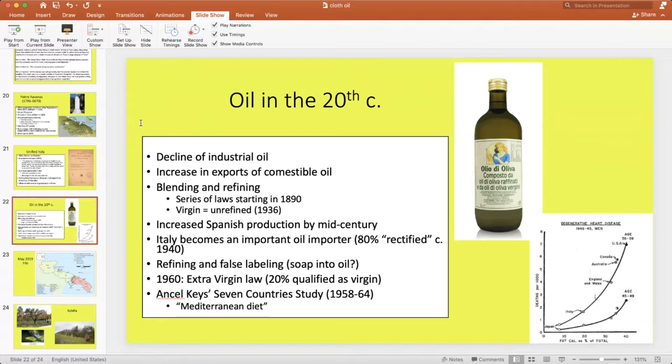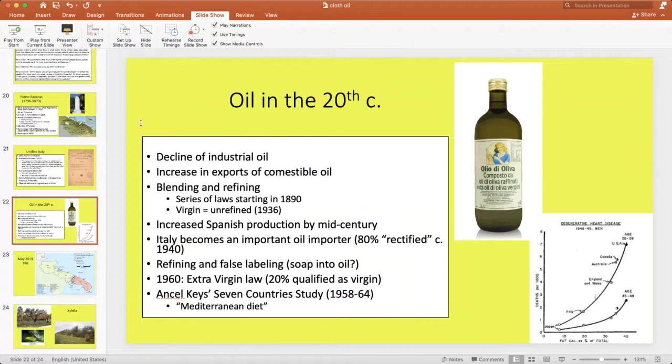The other aspect of the modern history of oil after the 1960s and the development of the extra virgin law is that this is just the time that the American Ansel Keys is doing his Seven Countries Study. Now this study, it's been well documented, is full of flaws and problems, but it was hugely influential.